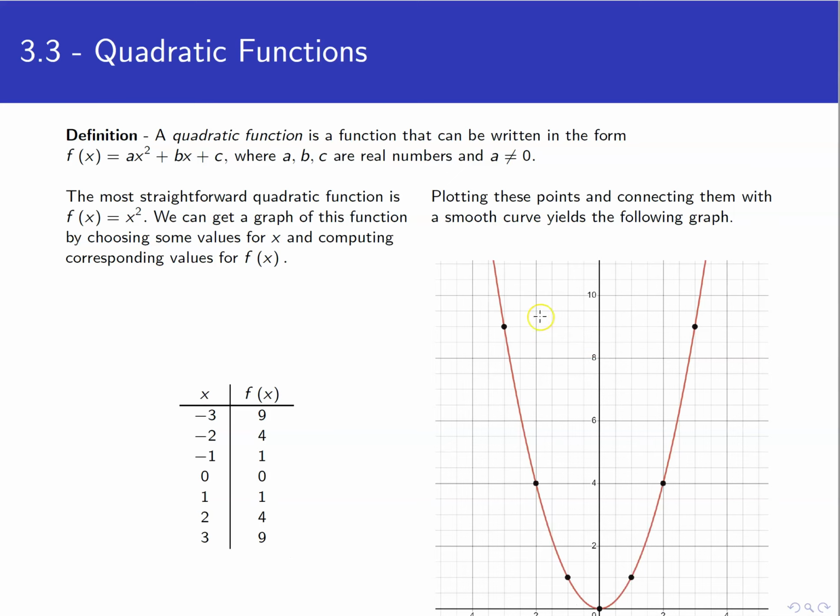Here's your -3, 9. Here is your -2, 4, -1, 1, 0, 0, 1, 1, 2, 4, 3, 9. So we plot the points and connect the dots, and we get this U-shaped piece. Here's the x-axis down at the bottom, and everything here is above the x-axis.